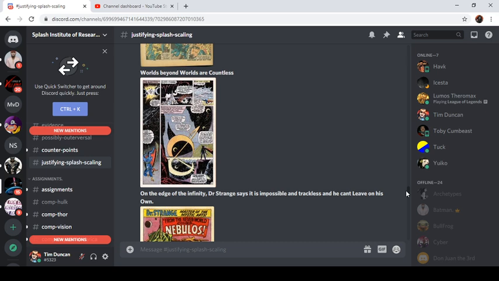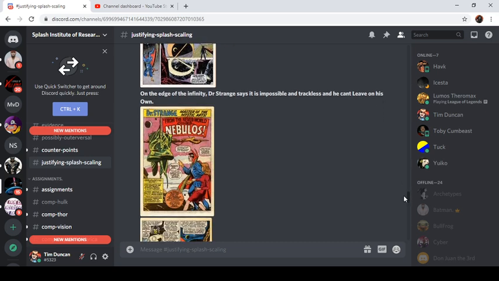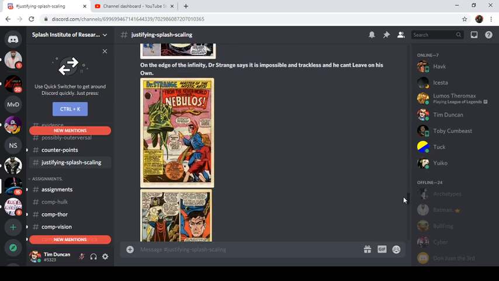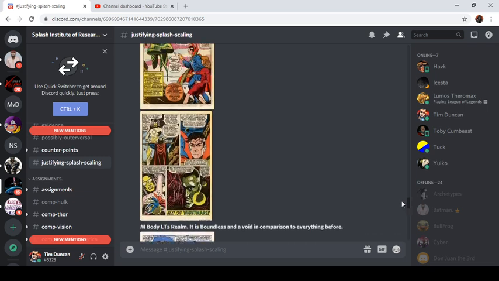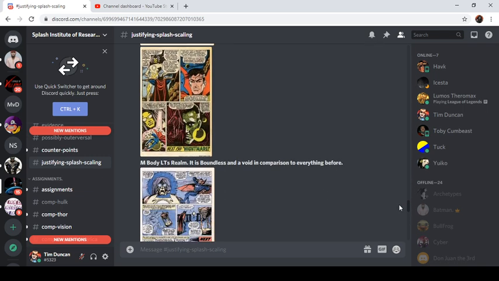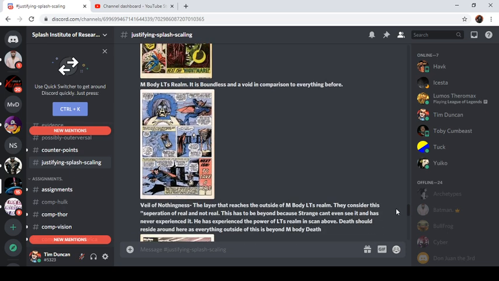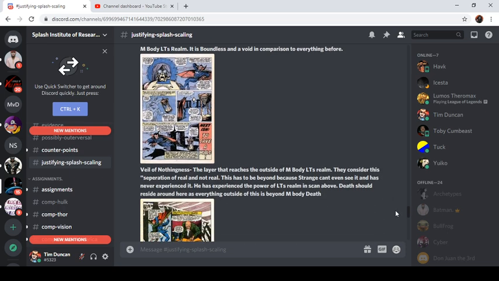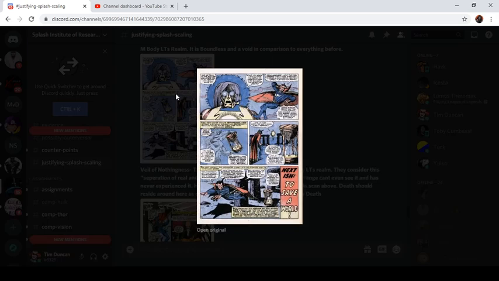Worlds beyond worlds are countless in nature. On the edge of the infinity, Doctor Strange says it's impossible and trackless, and he can't leave on his own. This is a new set of infinity. Then you get to embodied LT's realm. It is boundless and is a void in comparison to everything.